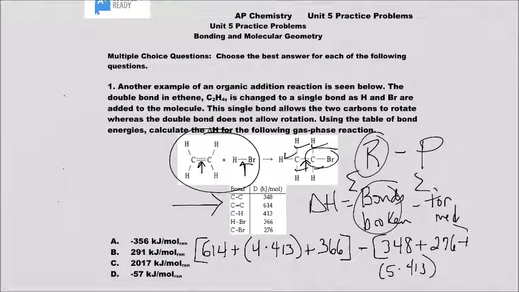So I've got to sum all the products up, sum all the reactants up. When you do that, now remember this is a subtraction here, you should come up with the answer of D. Okay? All right, let's keep moving on.